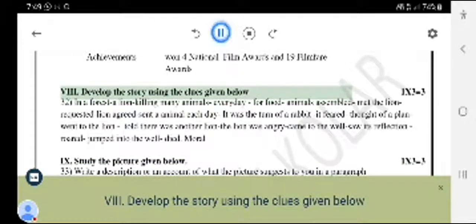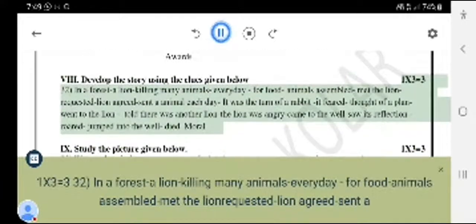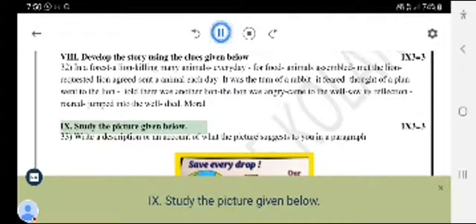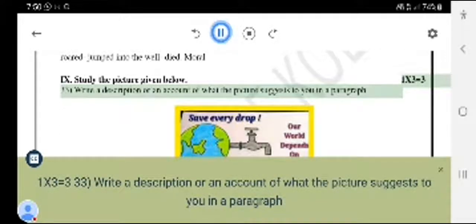VIII. Develop the story using the clues given below. 1x3=3. In a forest, a lion killing many animals every day. For food, animals assembled, met the lion, requested, lion agreed, sent an animal each day. It was the turn of a rabbit, it feared, thought of a plan, went to the lion. Told there was another lion, the lion was angry, came to the well, saw its reflection, roared, jumped into the well, died. Moral: IX. Study the picture given below. 1x3=3. Write a description or an account of what the picture suggests to you in a paragraph.